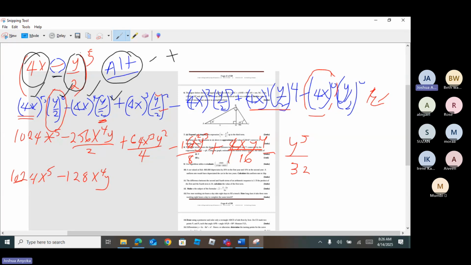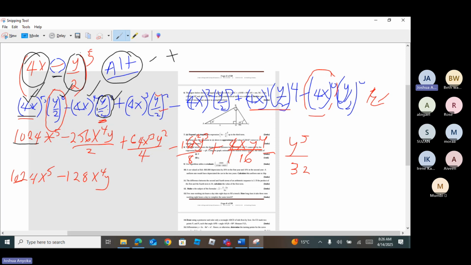Then now we come to evaluation. Evaluation is where we have 4 raised to the power of 5, 1024. The second term, y over 2 raised to power 0, becomes 1, so we don't include it. Second term, 4x to power 4, 256 over 2. So this 2 is coming from y over 2, raised to power 1. So there is y then divided by 2.